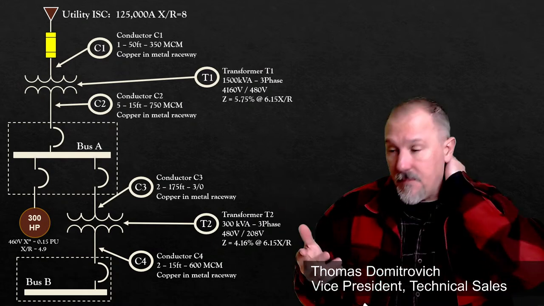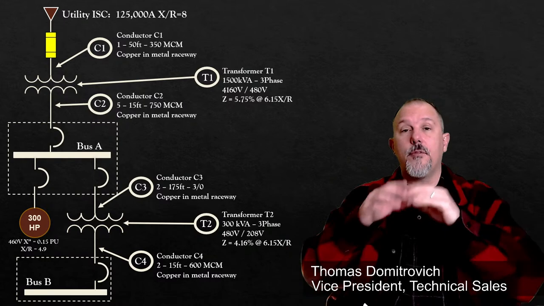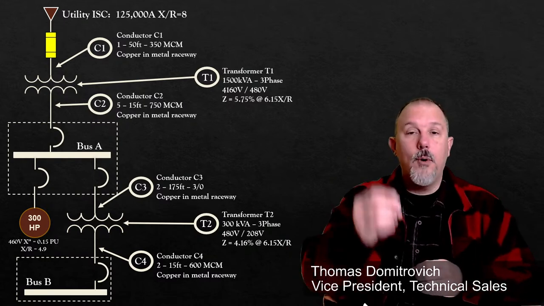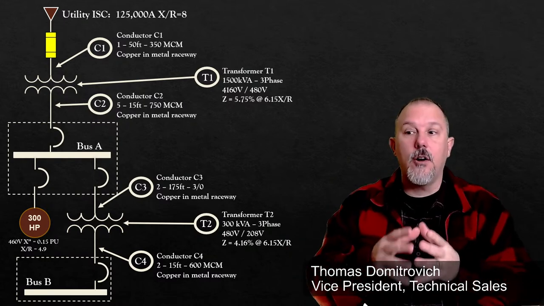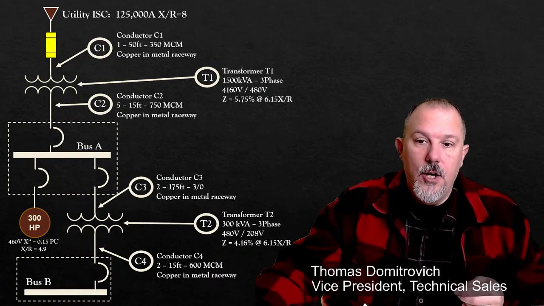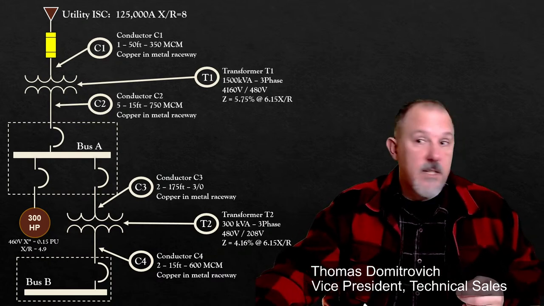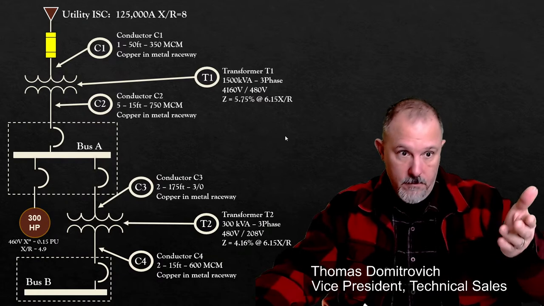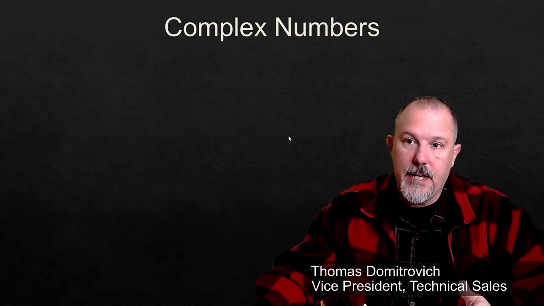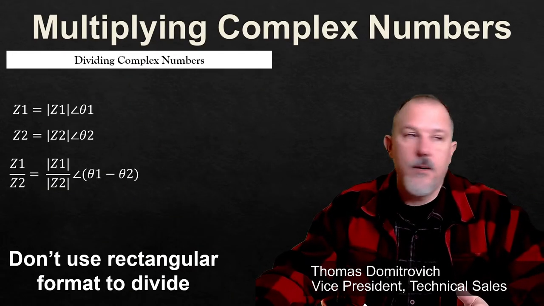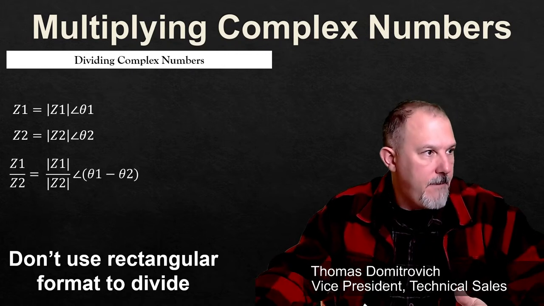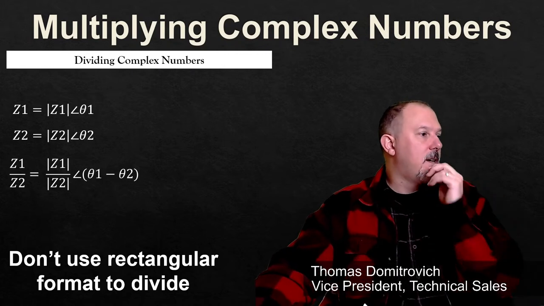Now the motor is the same thing. I gave you a 300 horsepower motor, a 0.15 per unit, and an X to R ratio of 4.9. Now, since we're hanging in there, let's take a look at motors. Hold on. Let me just minimize my SKM. Let's talk about that motor.